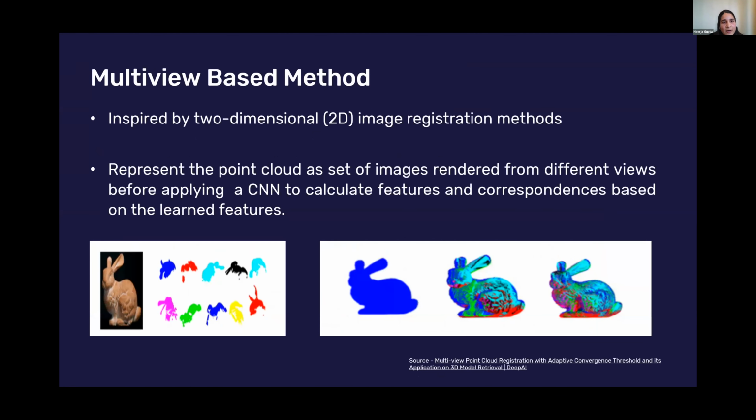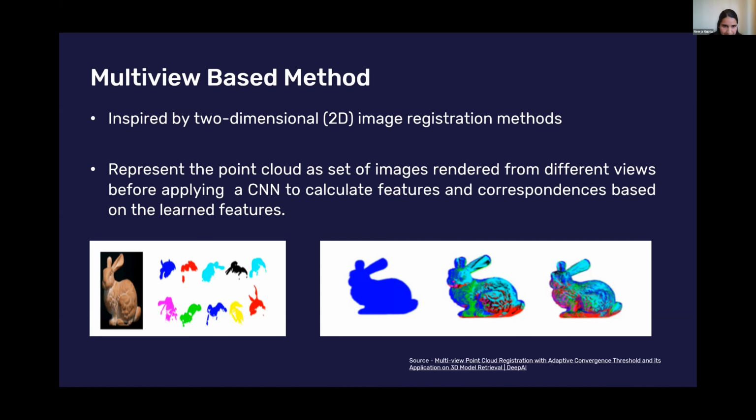Then the next is the multi-view based method. It takes the point cloud as an input, and then it captures a set of images rendered from different views. Further, it passes them to a convolutional neural network or deep learning module to find the correspondences between those different view images.